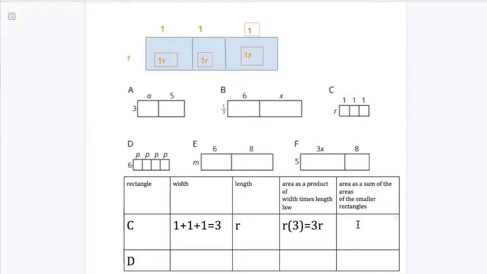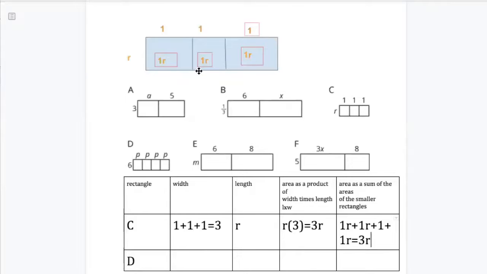And now we're going to do an area as sum of the areas of the smaller rectangles. So my first rectangular area is 1r. My second rectangle also has an area of 1r. And my third rectangle also has an area of 1r. So if I add them all together, that's going to give me a total of 3 r's. You can always add letters together as long as they're the same. So r's can go with r's, but an r cannot be added to a k. We'll talk more about that as the lessons go on.